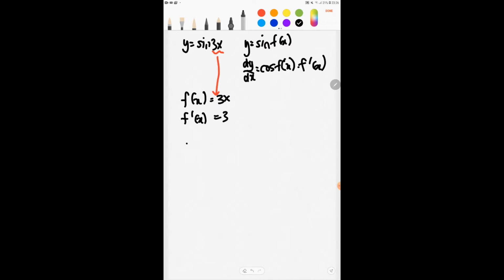And now we want to find dy/dx. Based on this formula, we bring this formula. So we get here cos f(x), therefore we get cos of 3x, multiplied with f prime x is equal to 3. So therefore we get 3 cos 3x.